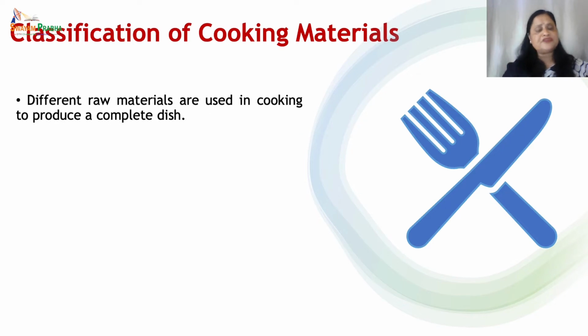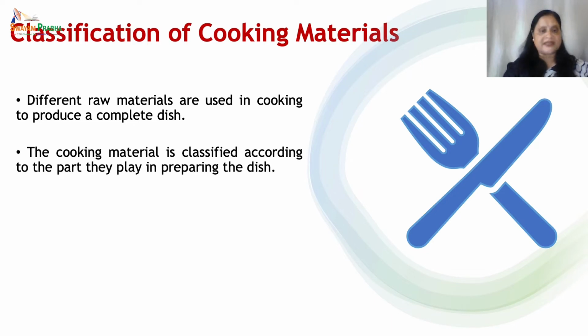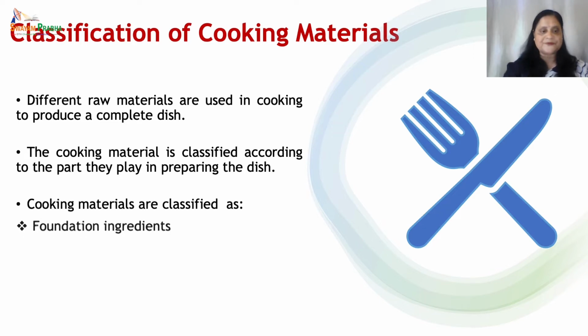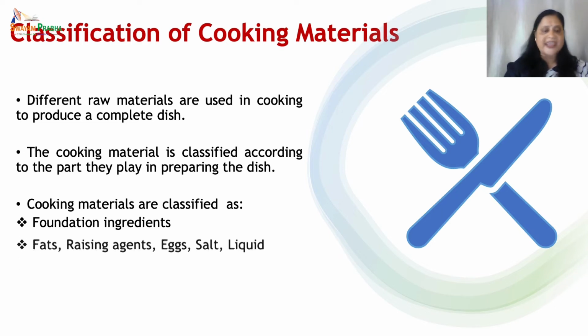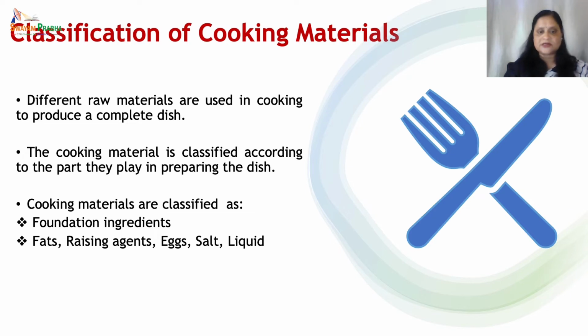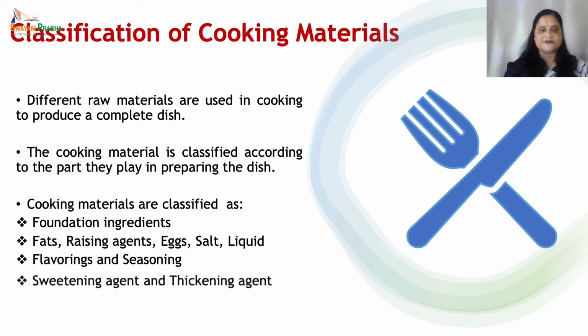Classification of cooking material. Different raw materials are used in cooking to produce a complete dish. The cooking material is classified according to the part they play in preparing the dish. Cooking materials are classified as foundation ingredients, fats, raising agents, eggs, salt, liquid, flavorings, seasoning, sweetening agent and thickening agent.